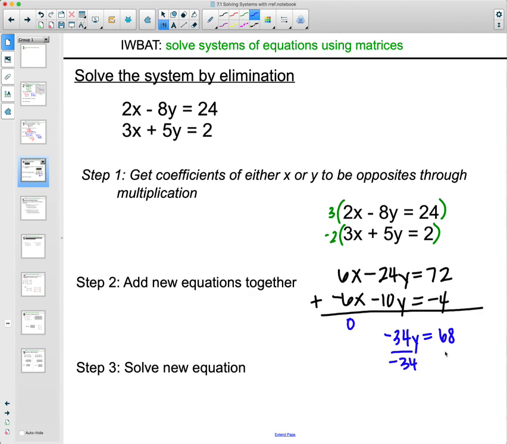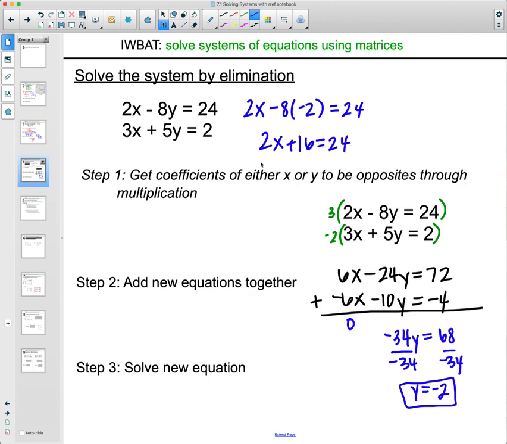We'll divide by -34. And we'll come up with y equals -2, which we know is correct from the last two. Then you take this and plug it into either of these two equations up here to get your x. So I'm just going to plug it into the top one. So we just have 2x minus 8 times -2 equals 24. 2x plus 16 equals 24. Subtract 16 from both sides. So you get 2x equals 8. Divide by 2 to get x equals 4, to come up with a solution again of 4, -2.